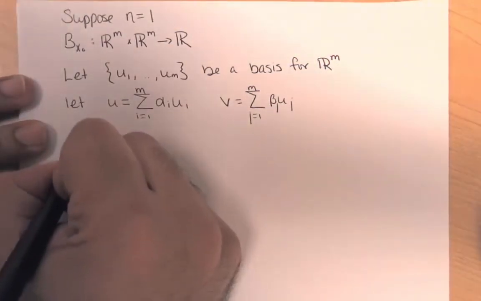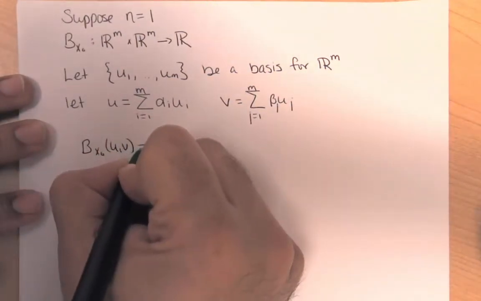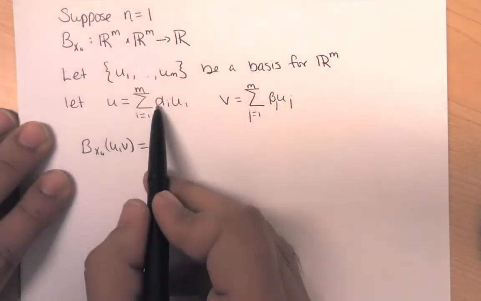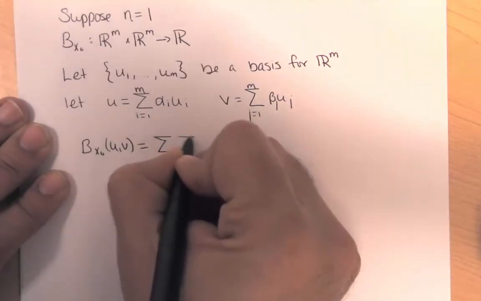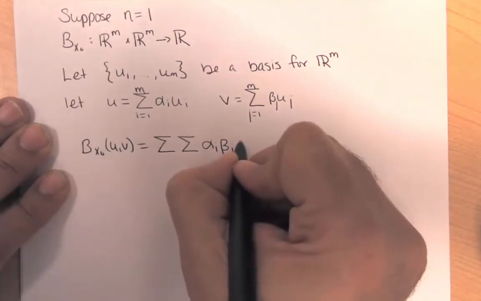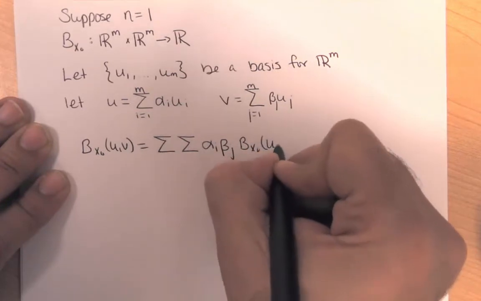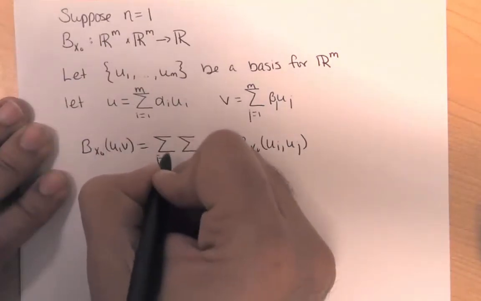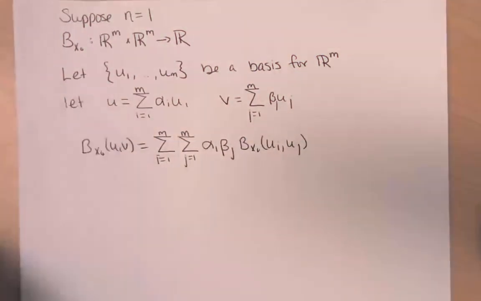Well then, B of U, V, because it's bilinear, I can actually factor out the summation and the scaling to get the sum of alpha i beta j B at x naught of ui, uj, and this is from i equals 1 to m, j equals 1 through m.